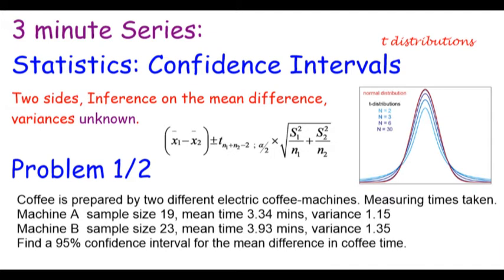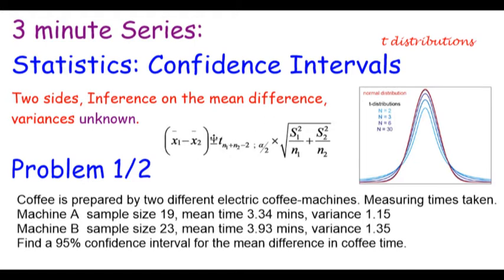Today we're looking at the 3-minute series on statistics. In fact, we're looking at confidence intervals today. T-distribution, because basically the variances are unknown from the populations we're looking at. In this case, we're looking at the coffee machine populations. Okay, so it's inferences on the mean difference of the populations.